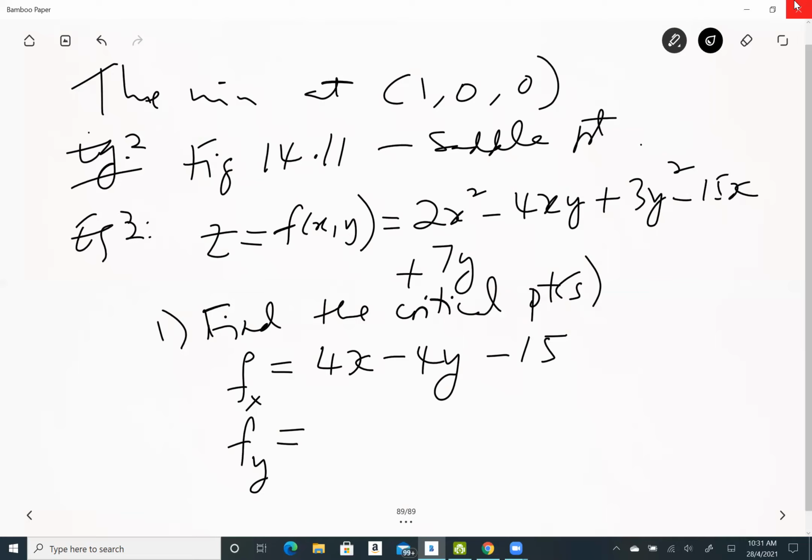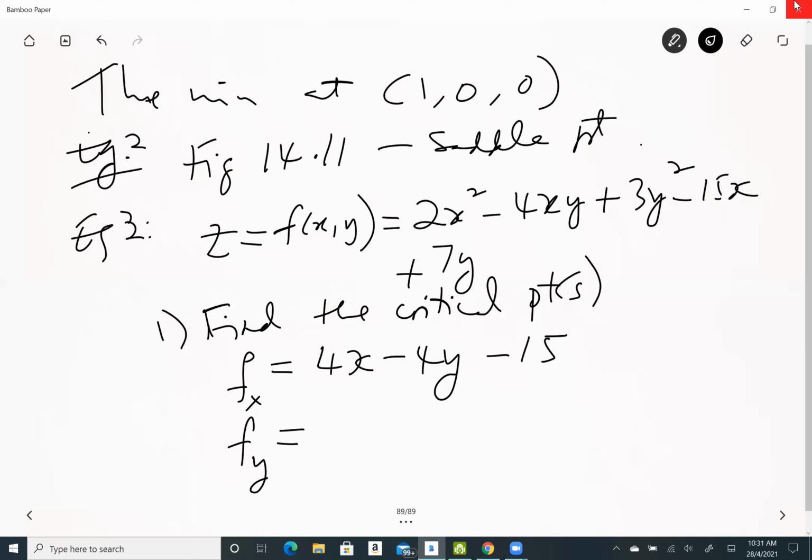Okay, xy minus 4y plus 3y squared minus 15, minus 15, yeah, minus x. And then plus y. Okay. So what is fx? So fx is equal to 4x minus 4y minus 15.